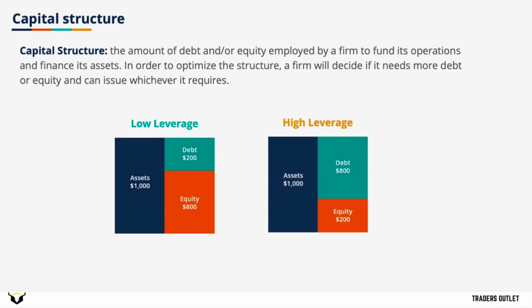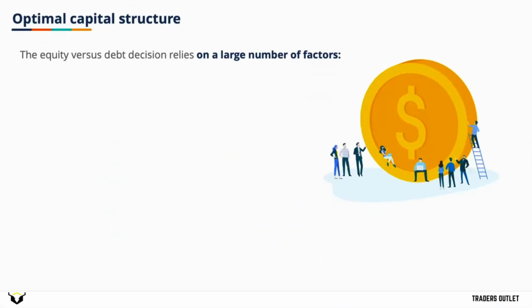Now let's look at the same company with the same assets but a different capital structure. This time a high degree of leverage is flipped with $800 of debt and $200 of equity. So here's an example of how a firm can finance the same assets with a different proportion of debt and equity. Generally speaking, the optimal capital structure has a number of factors.